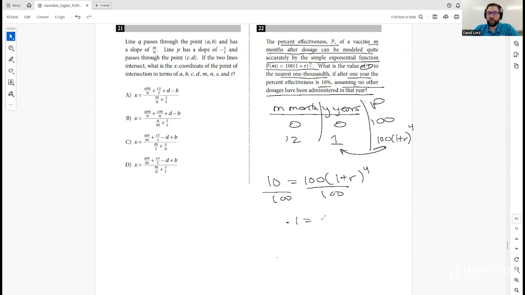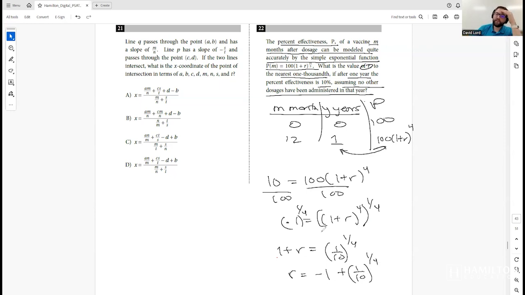That gives us 0.1 is equal to 1 plus r to the 4th. And as we did earlier today, we're going to use the reciprocal power. So raise both sides to the 1/4. And that gives us 1 plus r is equal to 1/10 to the 1/4. Now, next thing, r is then going to be -1 plus 1/10 to the 1/4.